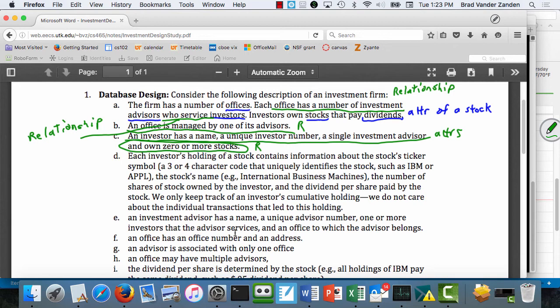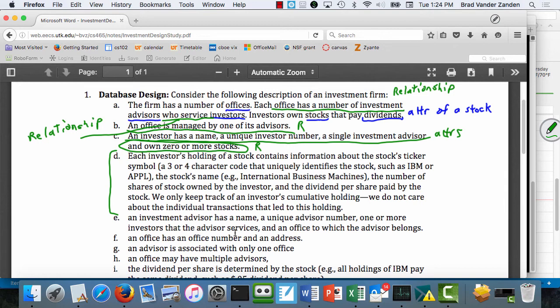So now we have each investor's holding of a stock contains information about the stock's ticker symbol, stock's name, number of shares of stock, dividend per share. Okay, so what does this sound like? Something complicated, right? Something that you might initially want to skip over. So we'll skip over it for the time being and go on to easier stuff.